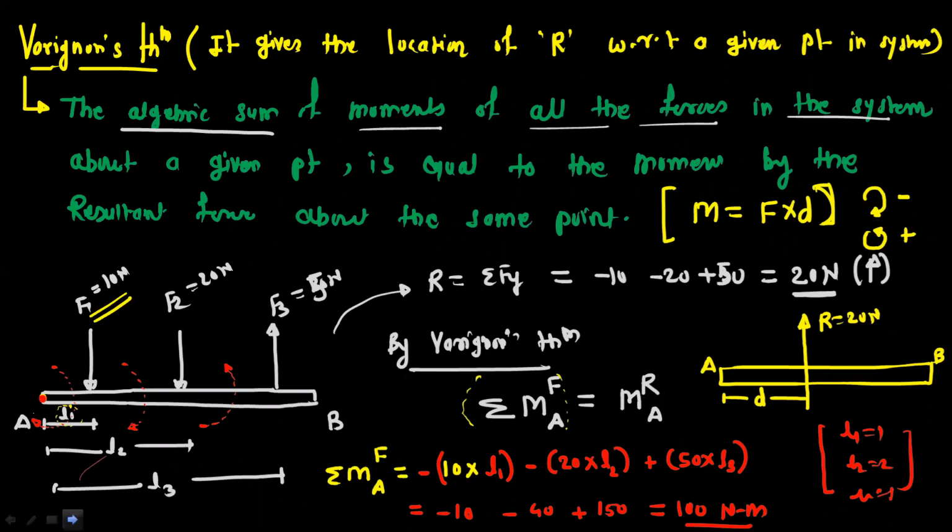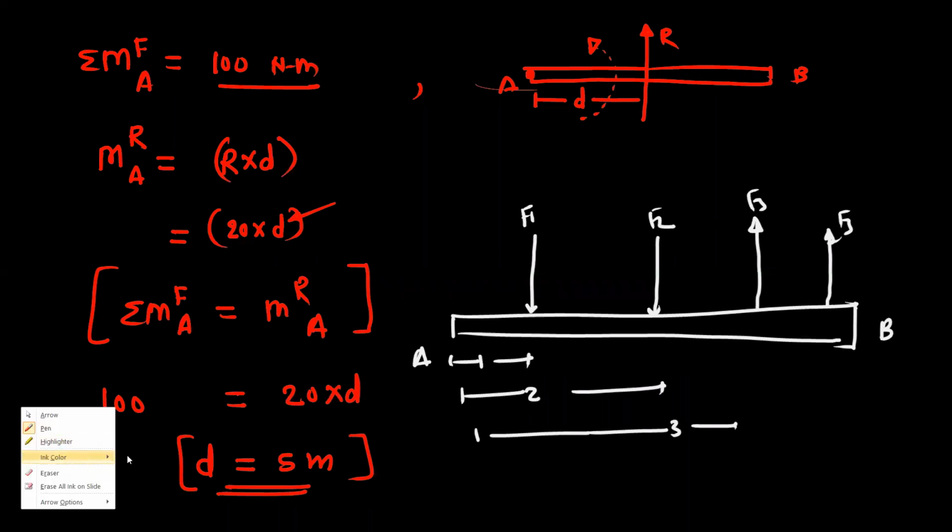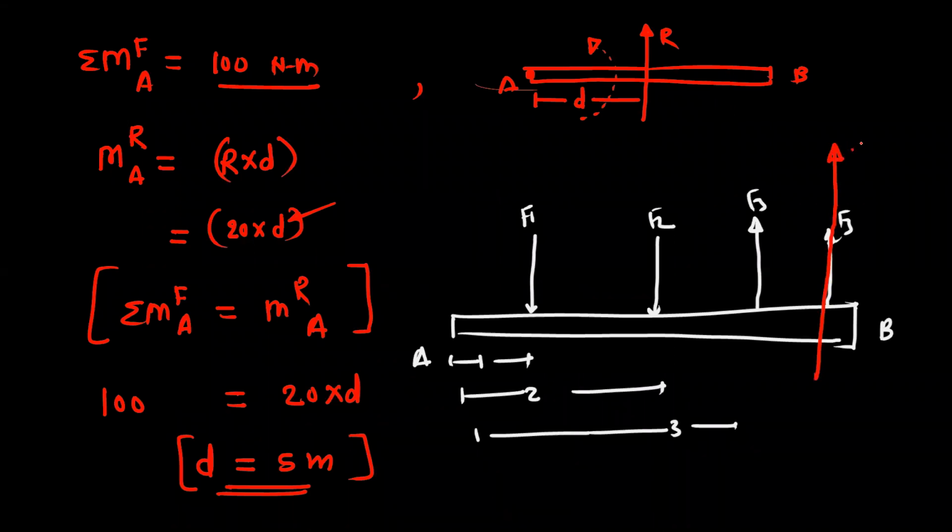So this is 3 meter. So somewhere here, this is F3. Okay. So at 5 meter distance, you will get the resultant. So this is the resultant, and this distance with respect to point A is equal to 5 meter. Okay, so this is the use of Varignon's theorem, because in case of a parallel force system, we cannot decide the location of the resultant with respect to any one point. Okay, so for that we can use the Varignon's theorem.